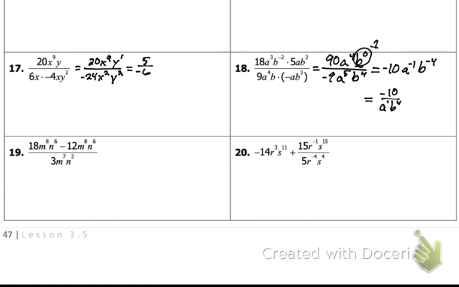Just simplified that fraction. Now we have 9 minus 2, because when we're dividing, we subtract. 9 minus 2 is 7. So we have x to the 7. And then we have y to the 1 minus 2, which is a negative 1. If you have a positive exponent, it goes to the top. Negative exponent goes to the bottom. So we're going to have 5x to the 7th over negative 6y to the first. Positive makes it go to the top. Negative makes it go to the bottom.